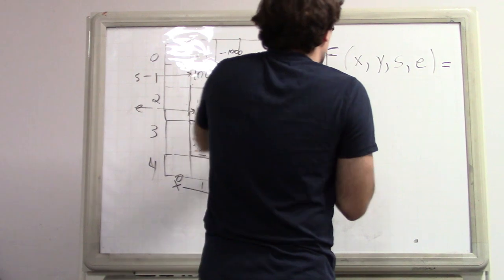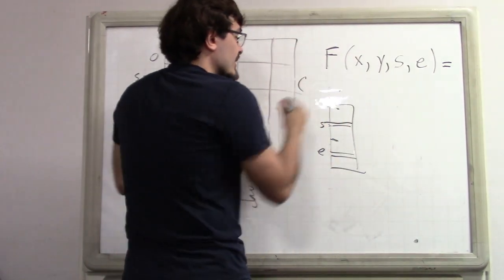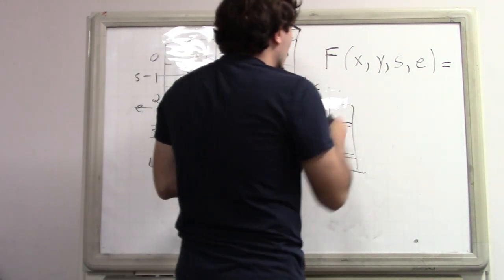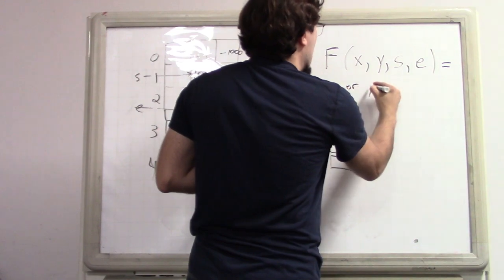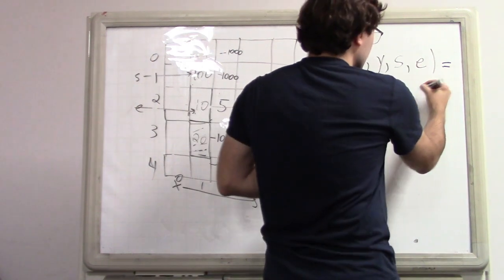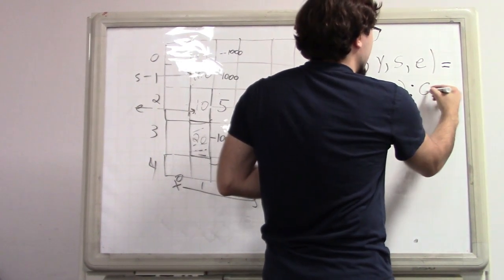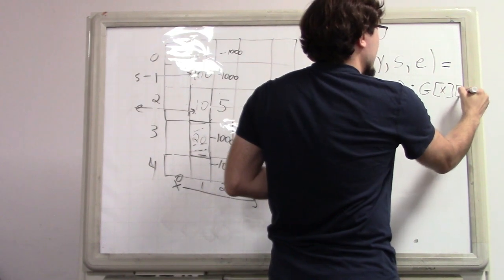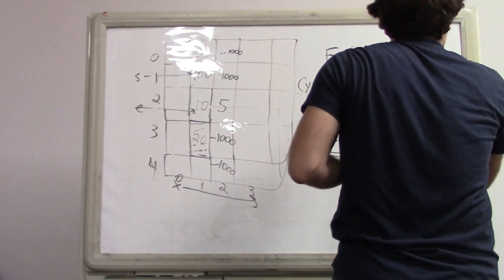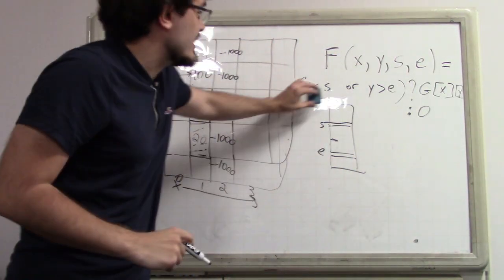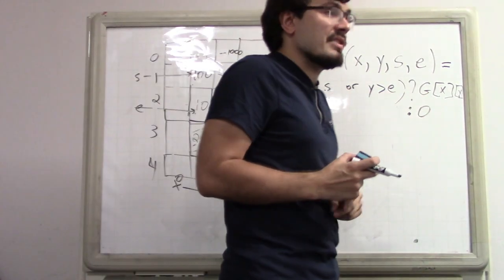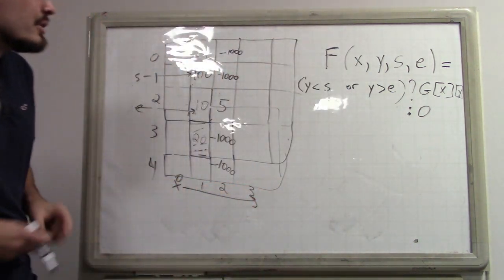We can basically do this test. I'll denote this like a ternary operator. You say y, if y is less than s or y is greater than e, then we add this value of g x y, we pick it up. Otherwise we get zero. So this is basically just the logic of, have you been to this cell before? If yes, pick it up, otherwise no. Okay, then you have to move to that cell.